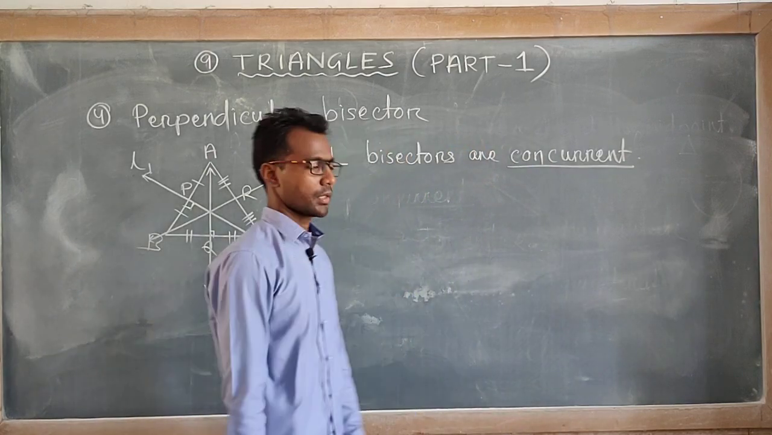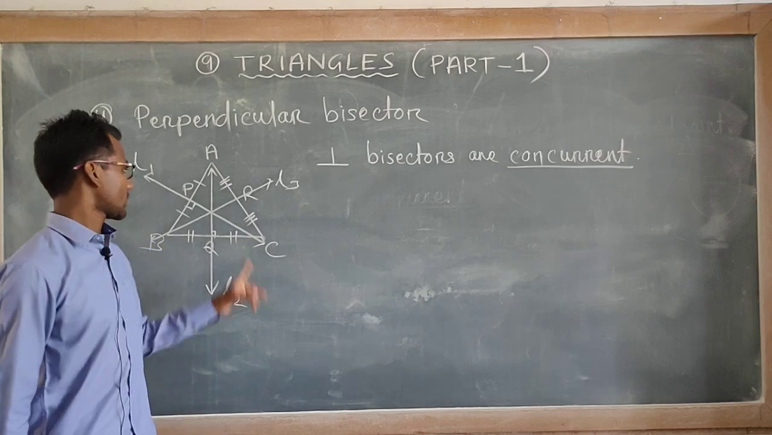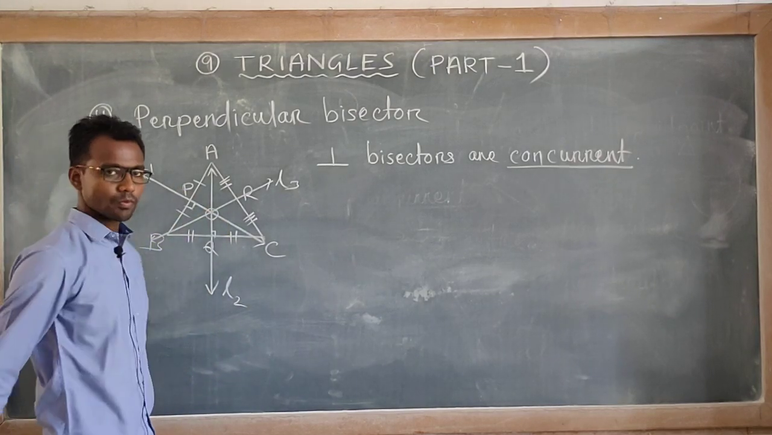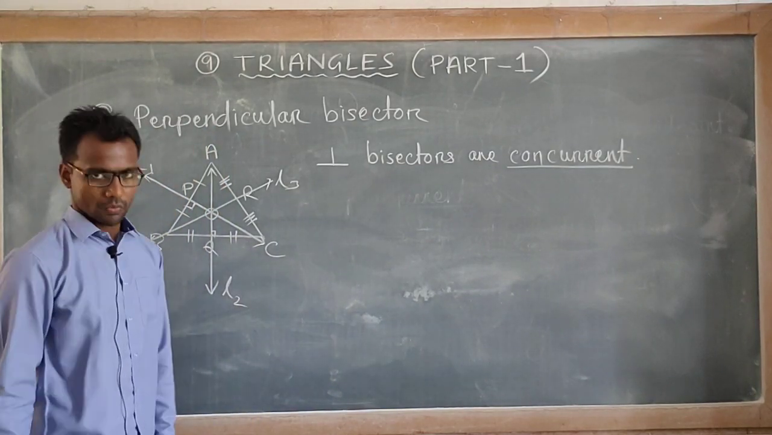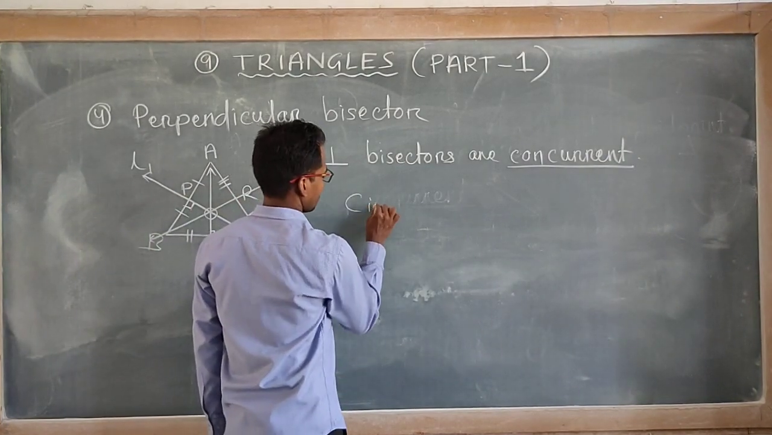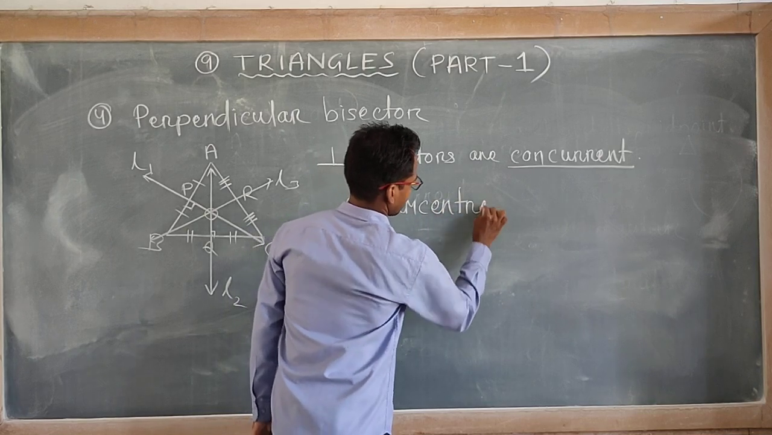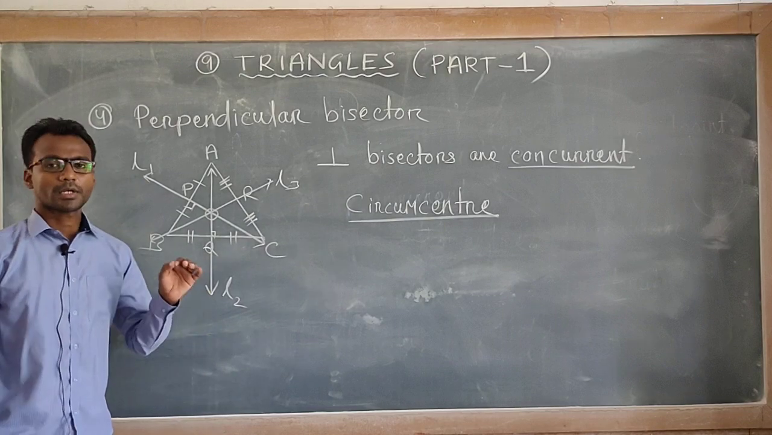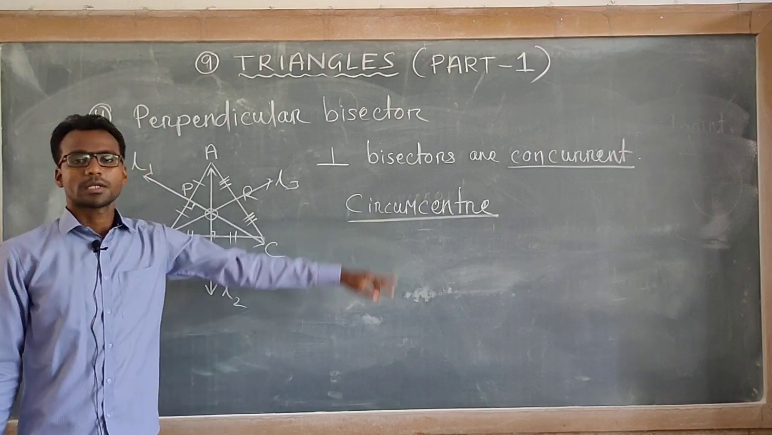Remember this. Perpendicular bisectors are also concurrent. That means they pass through the same point. You can see one point. We can give any name to this point. Usually we name it O, but you can give any name. We say that it is the circumcentre. Remember this. The point of intersection of perpendicular bisectors of a triangle is called circumcentre.